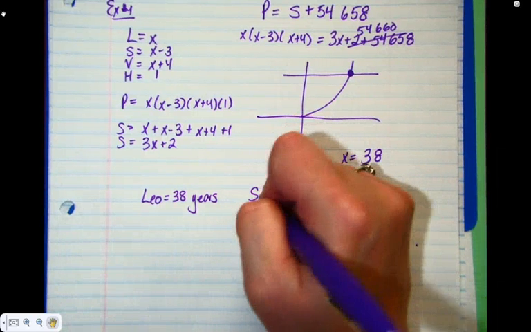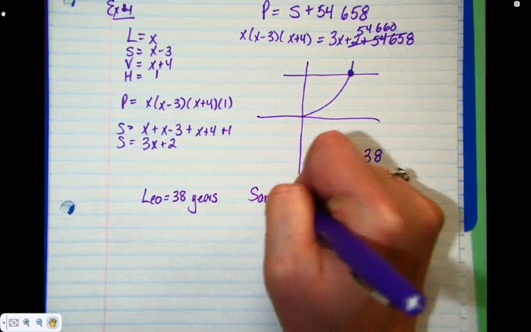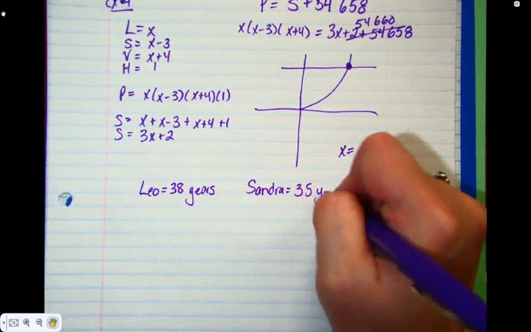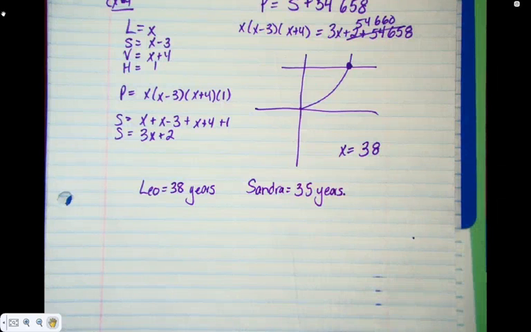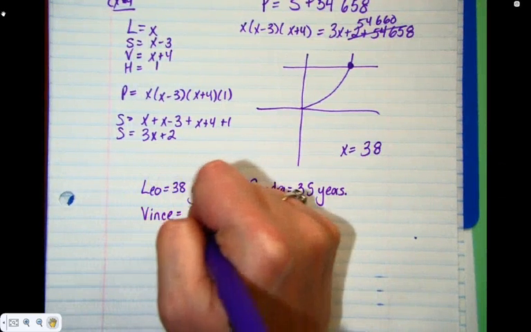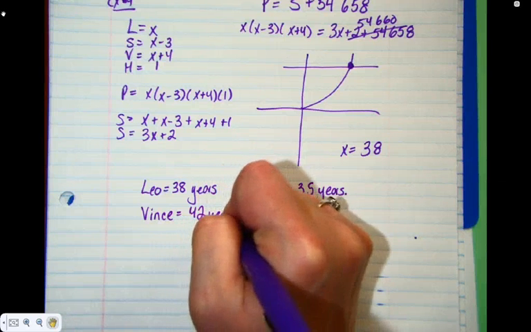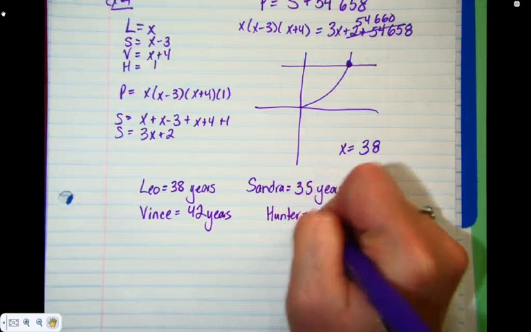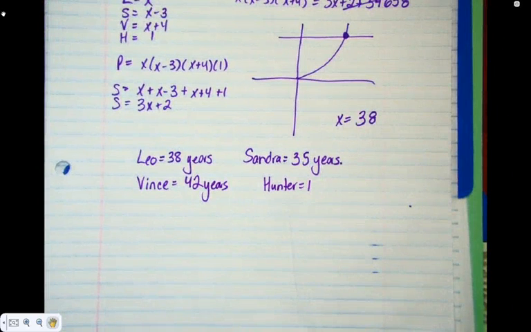What does that make Sandra? What does that make Vince? And Hunter? Still 1. I kind of feel like 3 adults stole a baby. But maybe it's the parents and the aunt or the uncle. I don't know. It's the weirdest question ever.